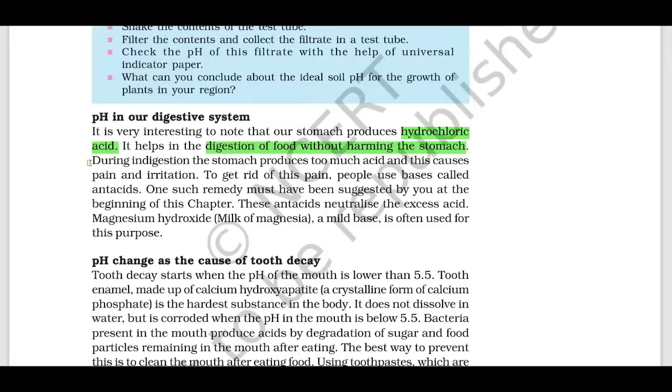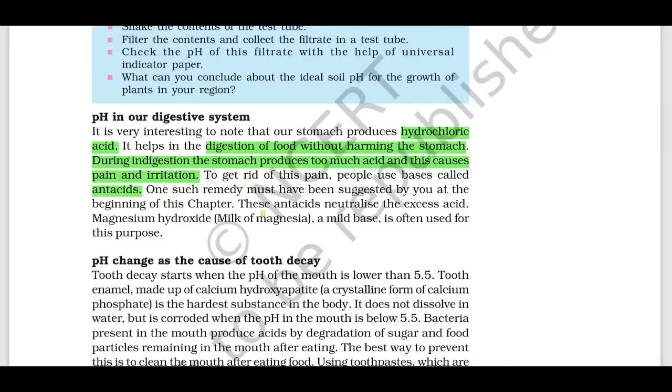Whereas during indigestion, the stomach produces too much acid. This causes pain and irritation. This condition is called acidity. To treat acidity, we use some kind of bases called antacids. Antacids are basic in nature.